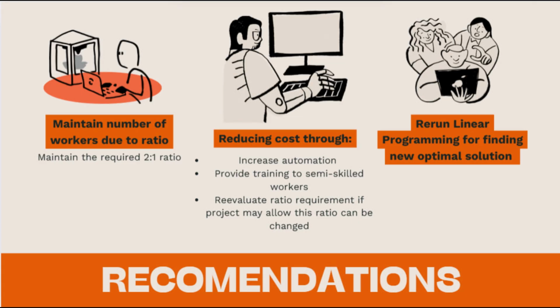It is also advisable to periodically re-evaluate whether the ratio constraint itself remains necessary as project demands evolve. Finally, the company should rerun the linear programming model whenever the project requirements change to ensure the labor allocation strategy remains optimal. Collectively, these recommendations will help optimize labor deployment and reduce costs over the long term.